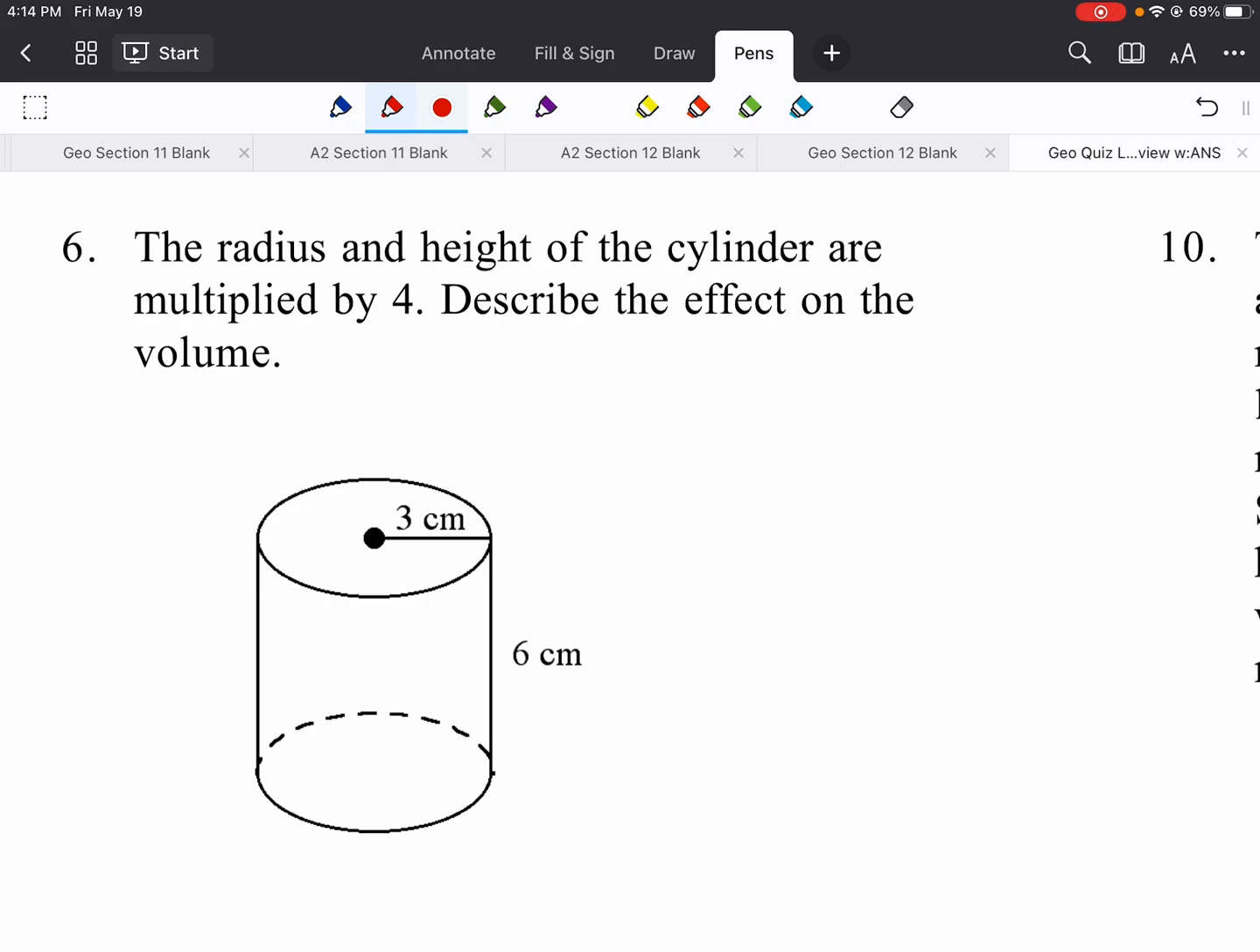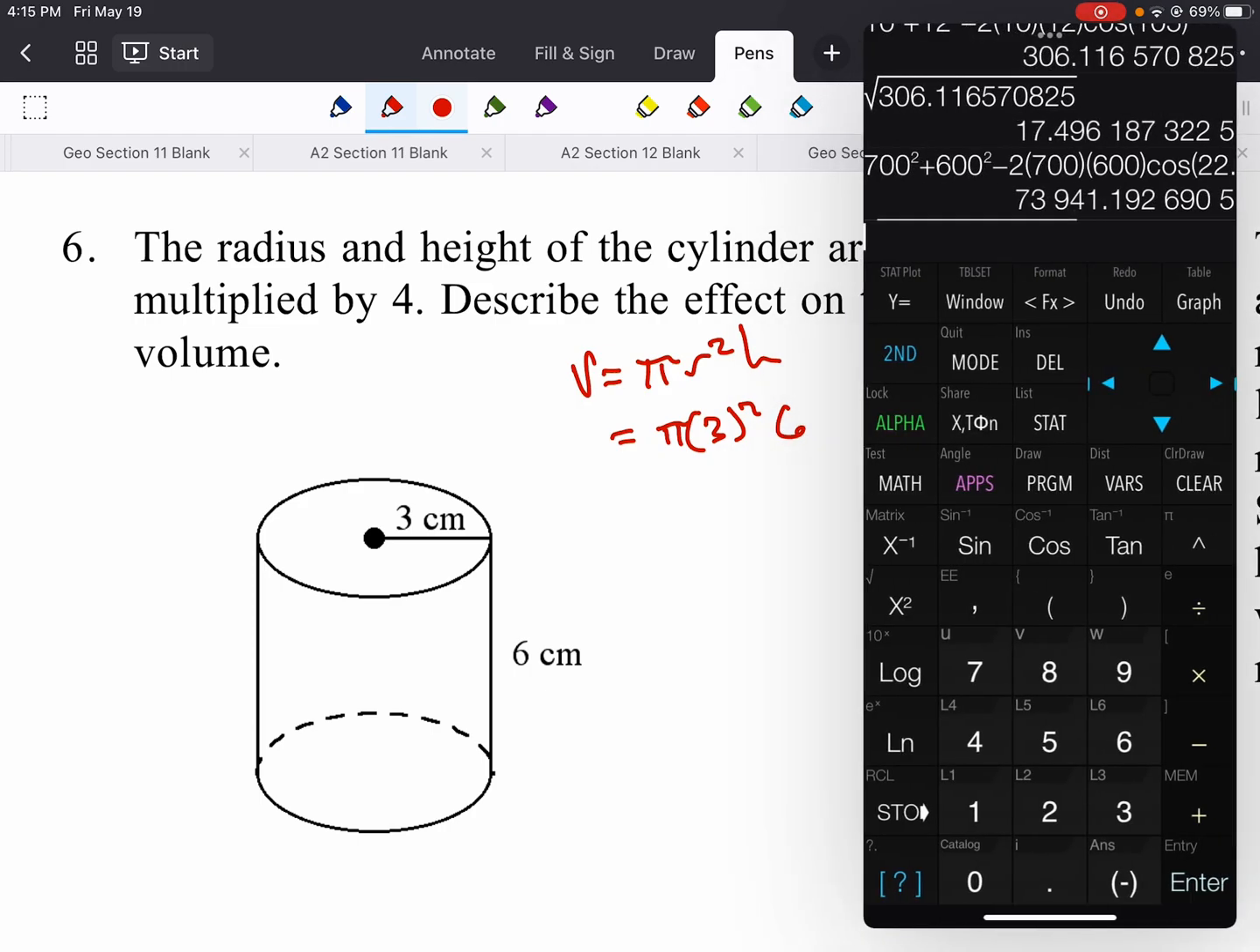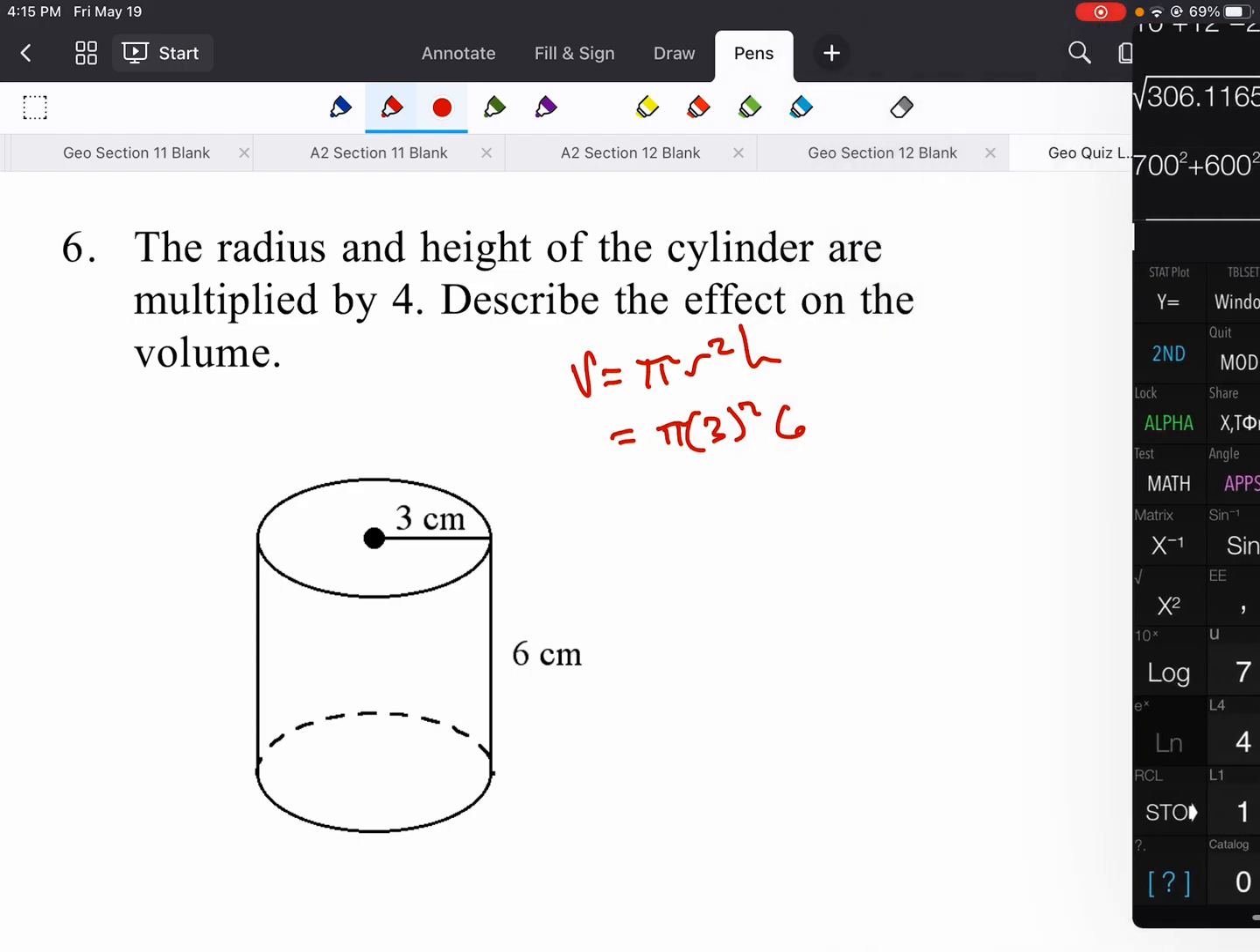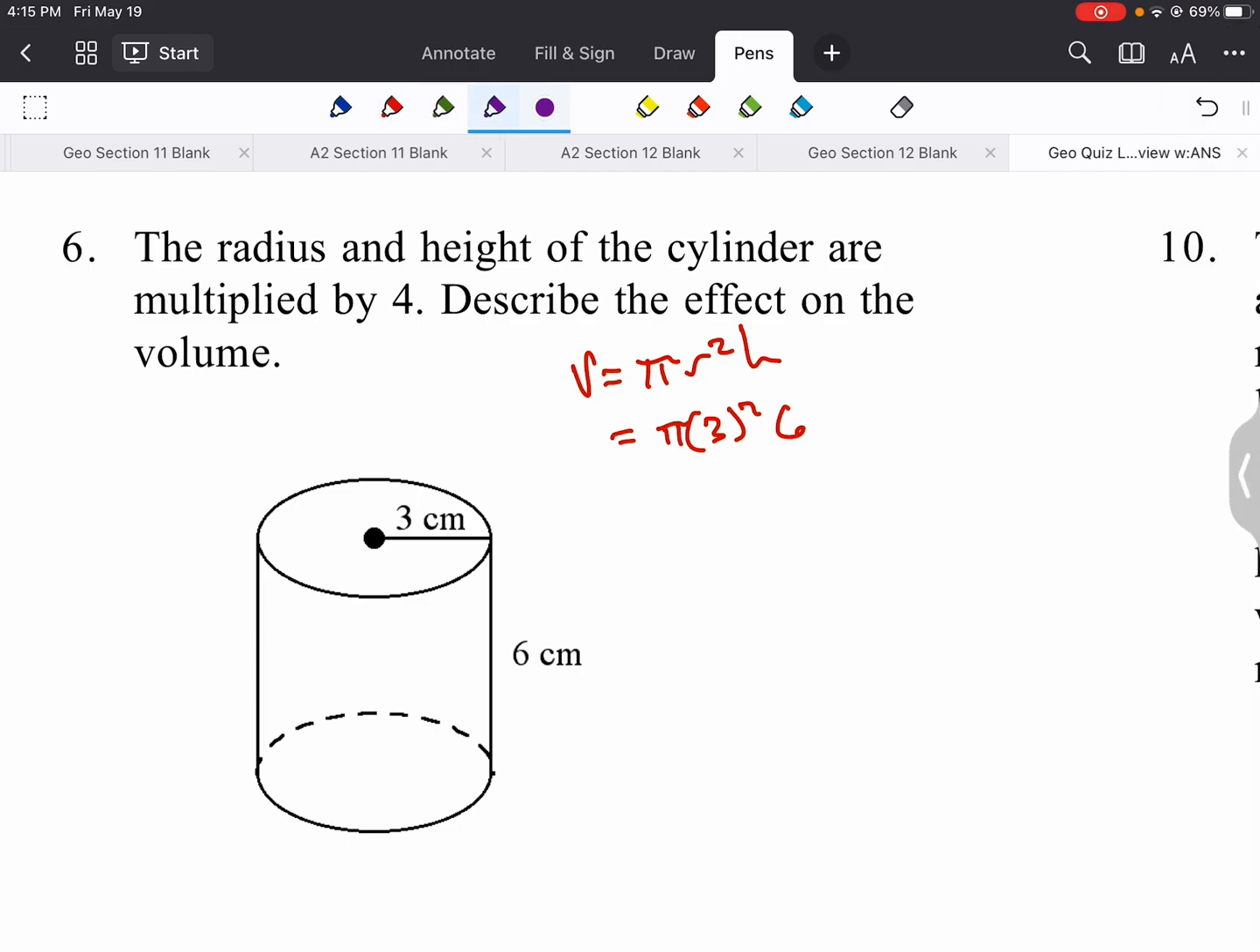So the base would be pi r squared. So V equals pi r squared h, in this case pi times the radius, which is 3 squared, times 6, and let's see what that is. Actually, I'm going to leave it in terms of pi so we can see the effects. Okay, so I've got 9 here, but 9 times 6 is 54, so 54 pi. Now we'll clearly see the effects of the scaling.